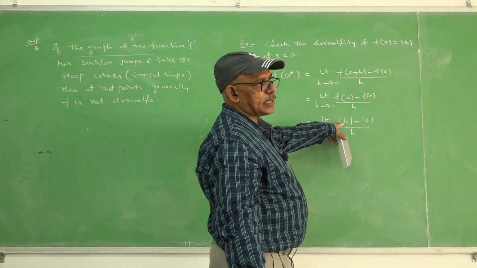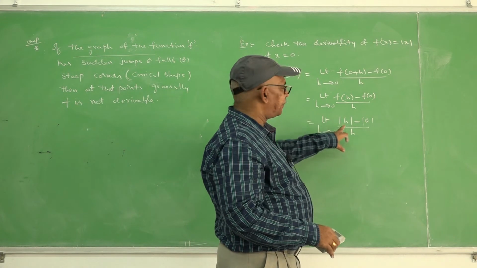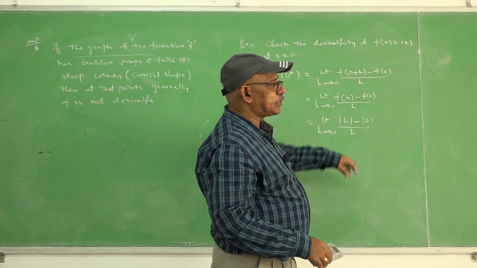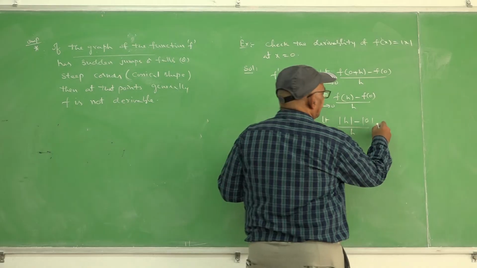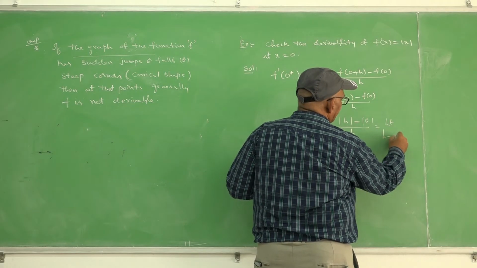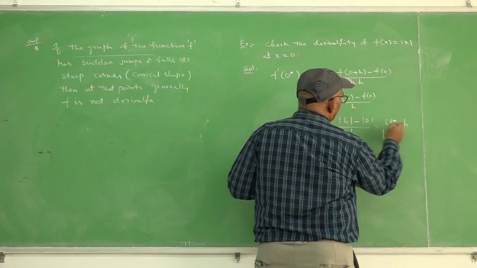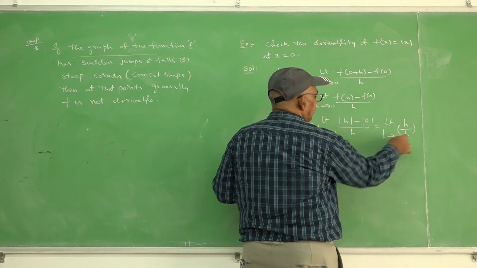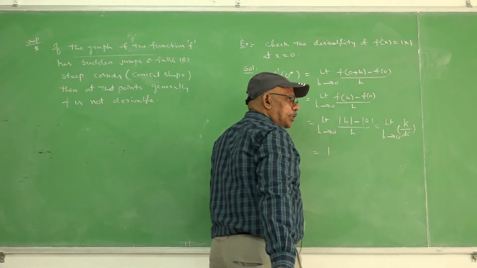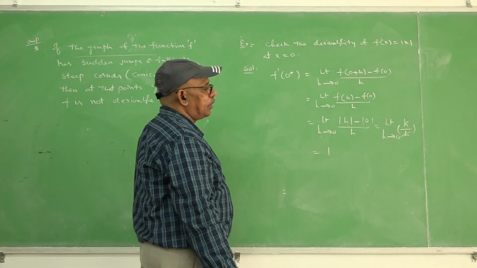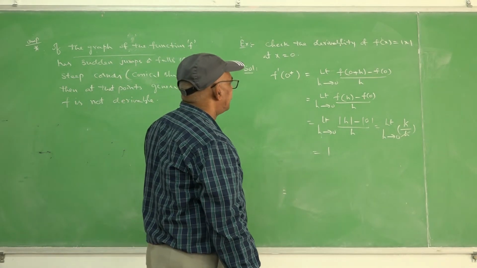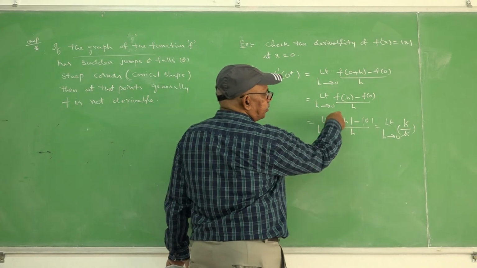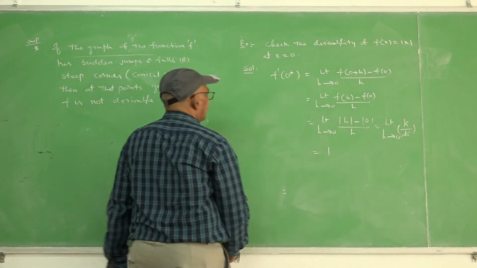Once h is always considered as positive and very near to 0, this is positive. Once h is positive, modulus of h becomes h. So, this is limit h goes to 0, h minus 0 by h, which always takes 1 because you can cancel h. So, limit as h goes to 0 of 1 is 1. The right derivative of the function is 1 here, since h is positive, modulus of h is h itself.